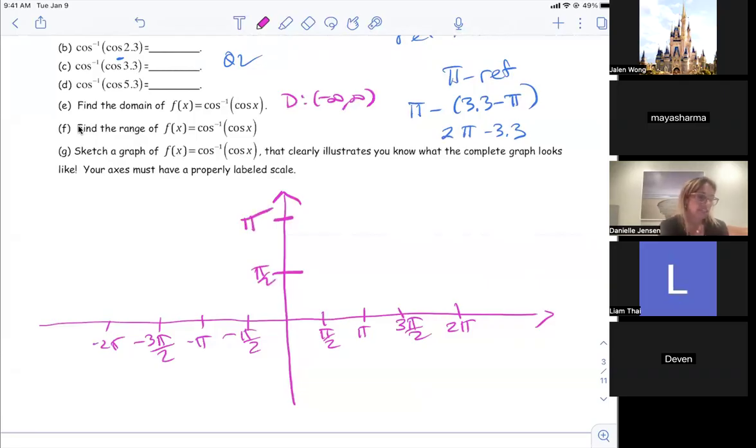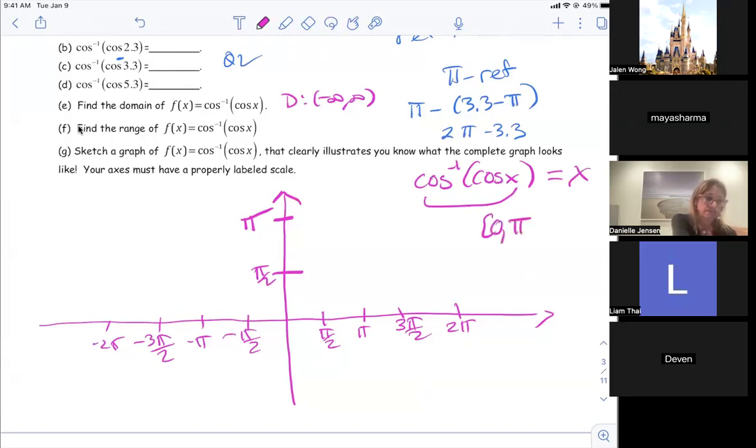So the interesting thing here, you could go point by point, and that's not a bad idea, but also notice that inverse cosine of cosine of x will undo each other as long as x is an angle in quadrant 1 or quadrant 2, right? Because if it's in quadrant 1 or quadrant 2, the output of inverse cosine is quadrant 1 or quadrant 2. So this function just equals x for any angle between 0 and pi.